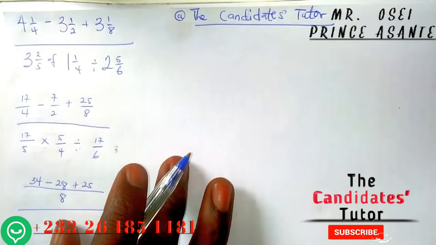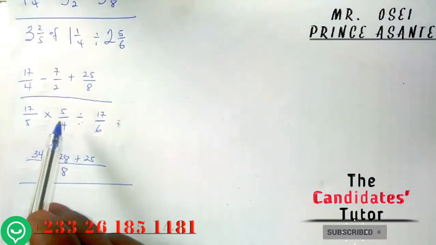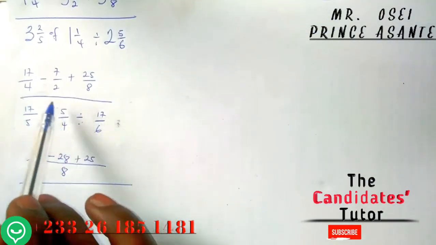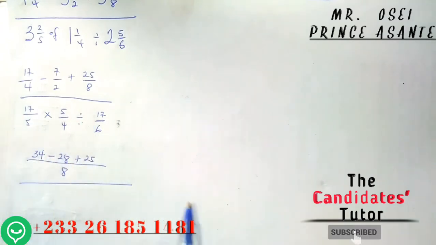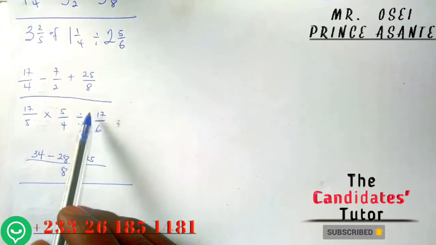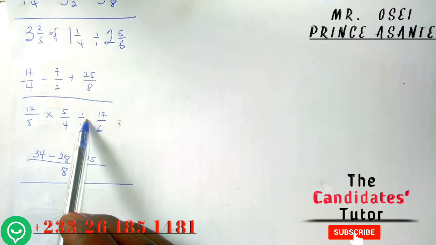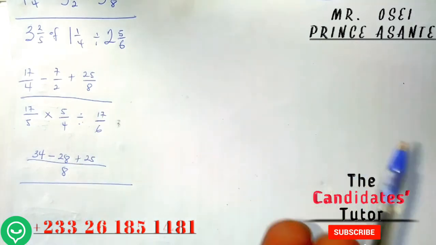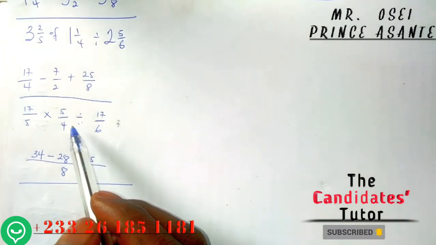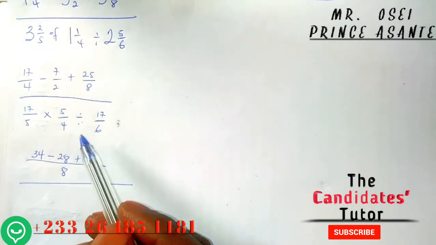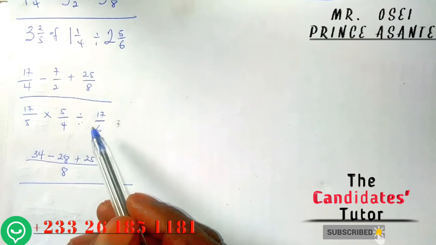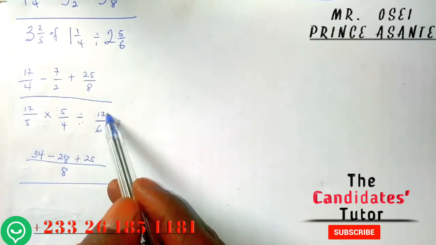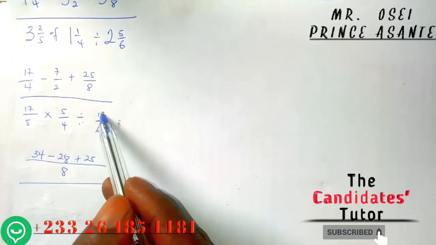Okay, and then what I'm going to do is solve this one here. What I'm going to do actually is just change the division sign here to multiplication, and according to the rule of fractions, when you change the sign from division to multiplication, you reciprocate this fraction.